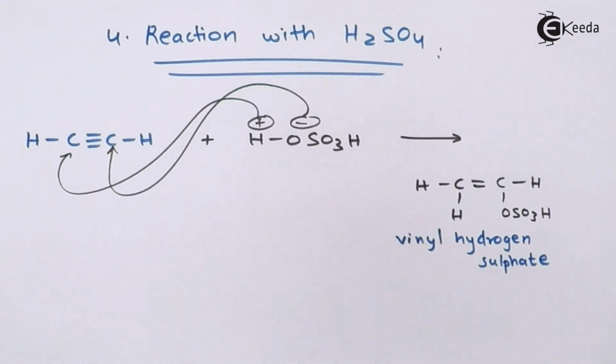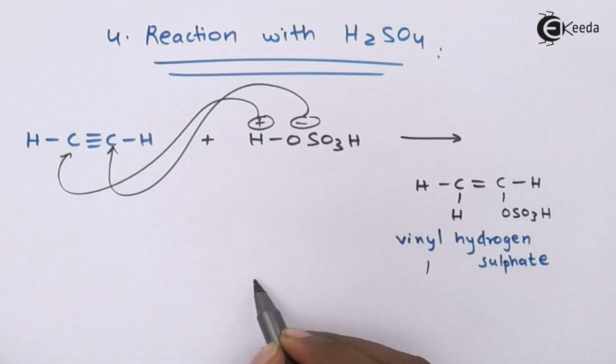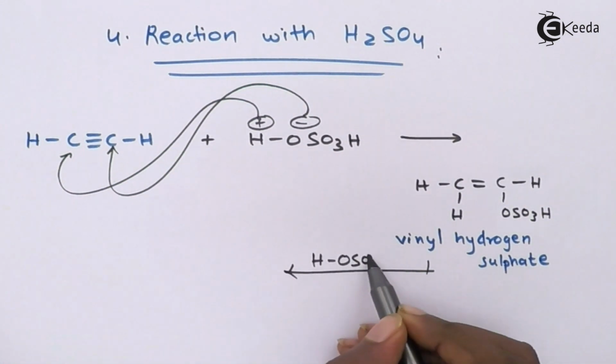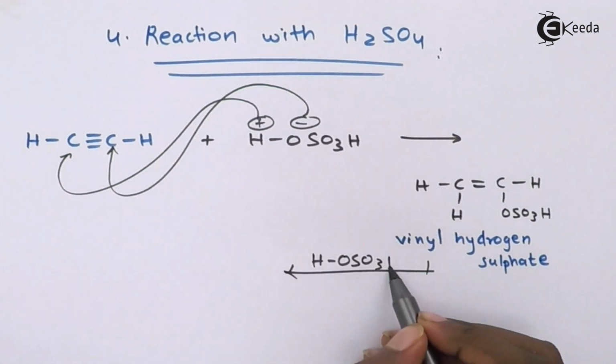So this is vinyl hydrogen sulfate that we have got, and suppose this process undergoes again, being reacted with sulfuric acid. So what will happen? Suppose we have reacted it again with sulfuric acid, or we could say HOSO3H. So what will happen?